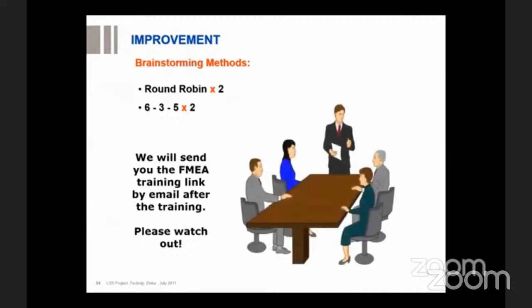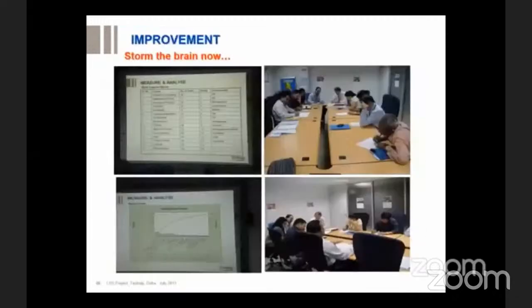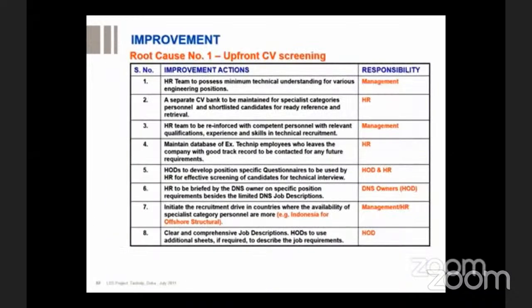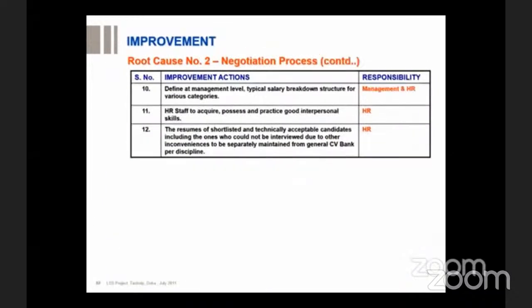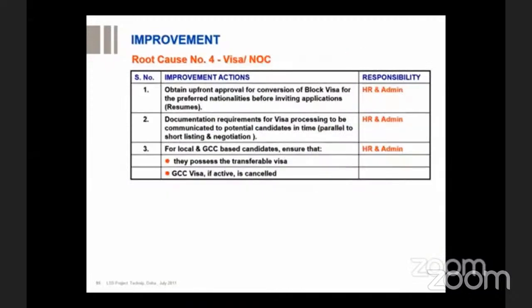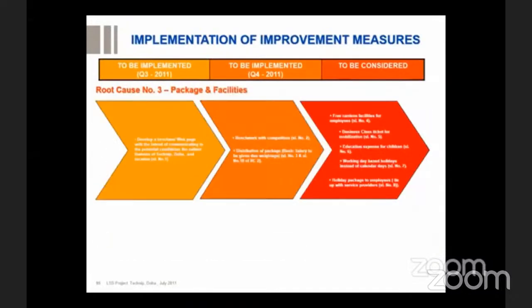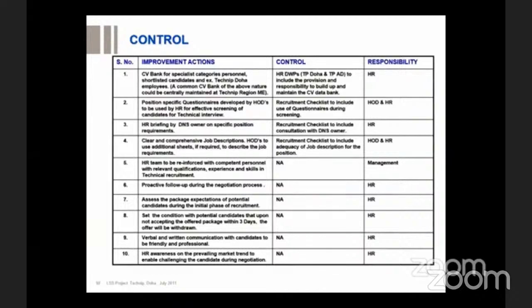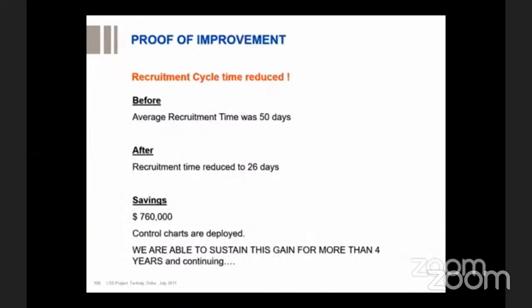But still, if you are interested, why not? Go ahead. So FMEA, what we did now for each root cause, we have done implementation improvements. We got some good ideas, implemented those ideas, and we were able to reduce the recruitment cycle time and put some control actions in place. Earlier the recruitment time was 50 days and it reduced to 25 days.